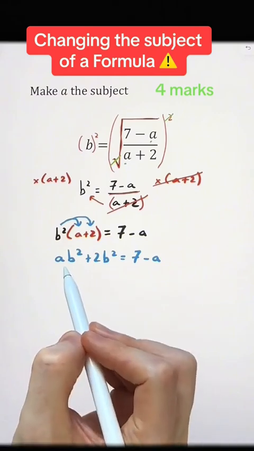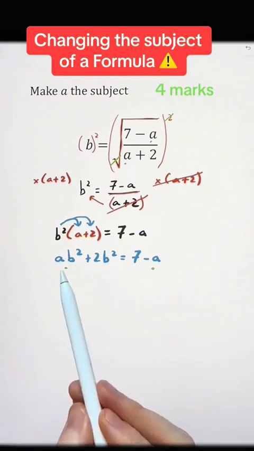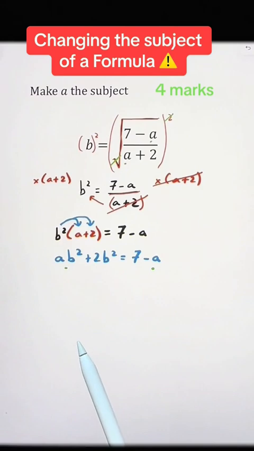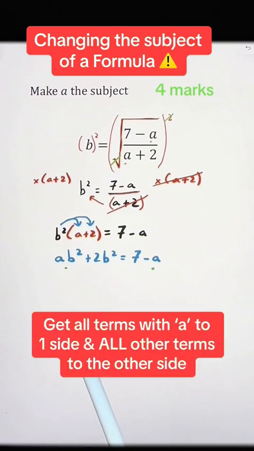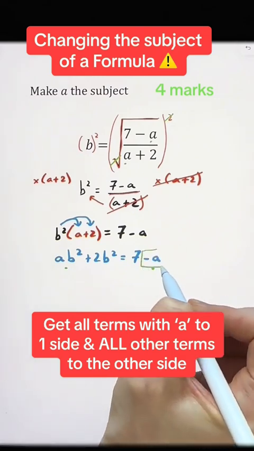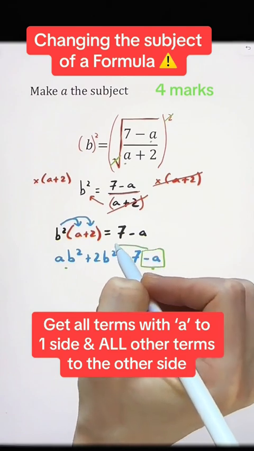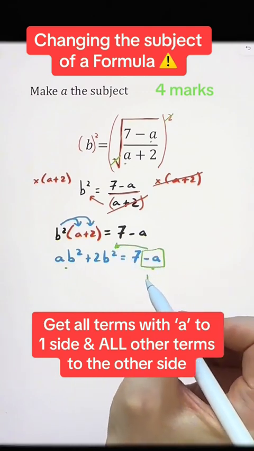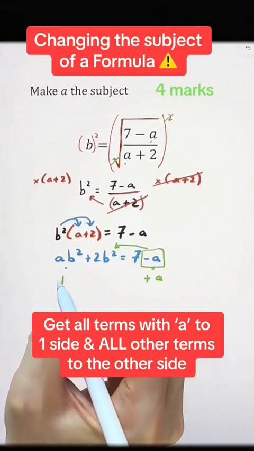As I want to make a the subject, I can see I've got the term a on both sides of my equation. Therefore, I need to bring all my terms that include a to be on one side. As I want a to be positive, I'm going to move the negative a from the right-hand side across the left-hand side by doing the opposite. The opposite of minus a, therefore, is to add a to both sides of my equation.